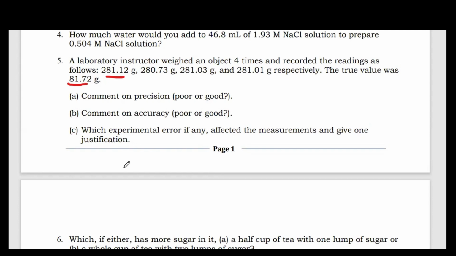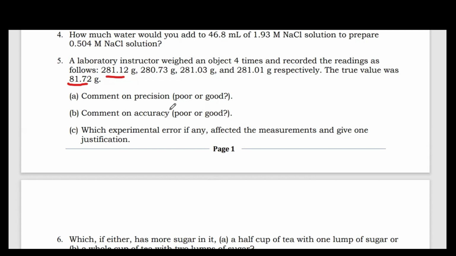I can say the precision is good because there is a consistency there in the numbers. Yes, okay. Because all these values here, they are just close to each other. So the precision there is good. So your comment there should be, it's good. You even give the explanation. Don't just write good.